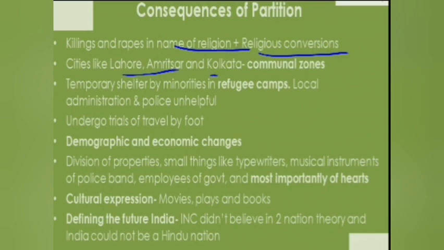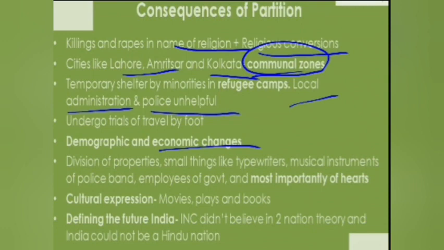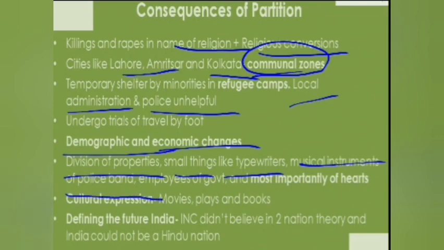Cities like Lahore, Amritsar and Kolkata were the communal zones where most of the violence was taking place at the time. Minorities took temporary shelter in refugee camps, and local administration and police were unhelpful, because temporary shelter cannot decide your permanent address. So this was a very big challenge. Demographic and economic challenges were also there. Division of property, small things like typewriters, musical instruments of police bands, employees of the government, and most importantly of hearts.